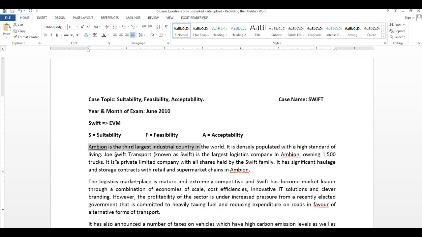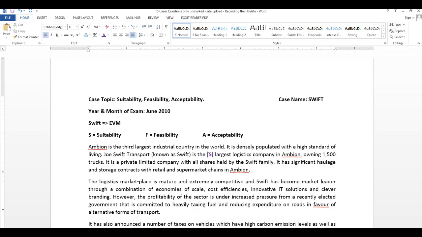Ambion is the third largest industrial country in the world. It is densely populated with a high standard of living. Swift Transport is the largest logistics company in Ambion, owning around 1,500 trucks. So we need to know some data about the Swift company, so we'll mark this as an important point. Why this point is important is that we need to know the current strategy and structure of the Swift company, and also how it will be used in the future.